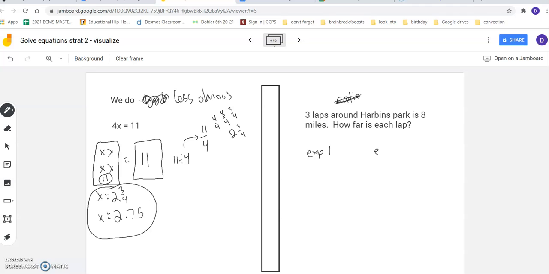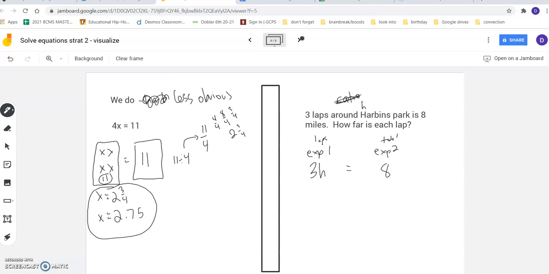So expression number 1, expression number 2, we need my equation first. 3 laps around Harbins Park. I guess I'll do an H for Harbins. And then the total maybe can be our other one. We can do laps and total are equal to each other. 3 laps is equal to the total, 8 miles. And so those are equal. 3H equals 8. Not super obvious with the common sense strategy what H is.